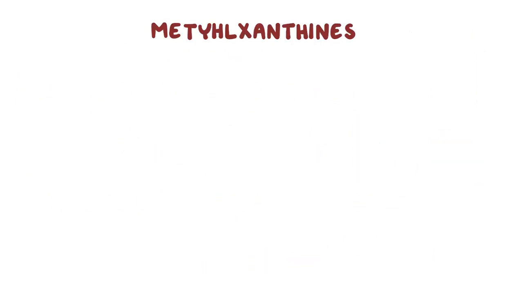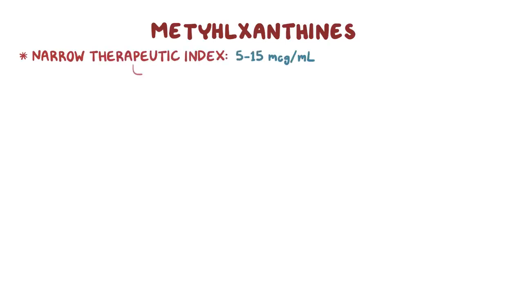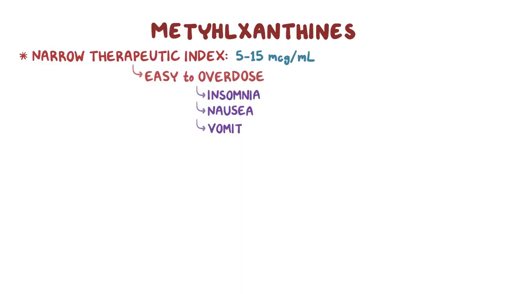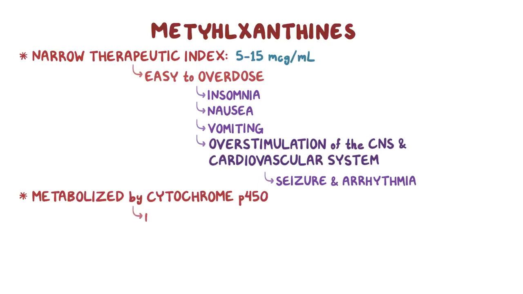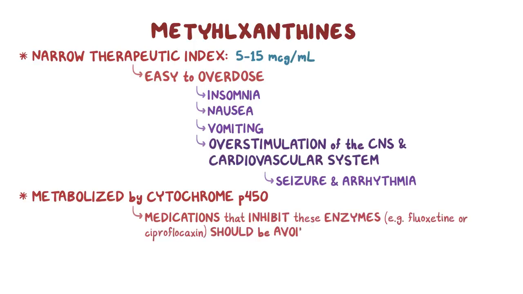However, theophylline has a very narrow therapeutic index of 5 to 15 micrograms per milliliter, so it's very easy to overdose. This could cause insomnia, nausea, and vomiting, but the most dangerous side effects include overstimulation of the central nervous system and cardiovascular system, leading to seizure and arrhythmia. Since methylxanthines are metabolized by a class of liver enzymes called cytochrome P450, medications that inhibit these enzymes, like fluoxetine or ciprofloxacin, should be avoided. Due to the dangerous side effects, theophylline is now rarely used.